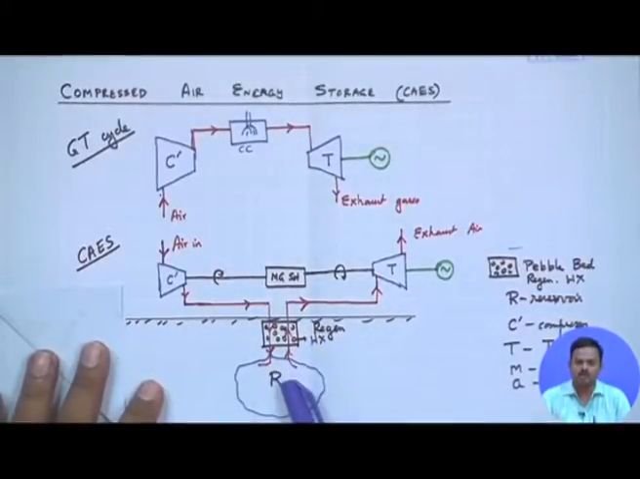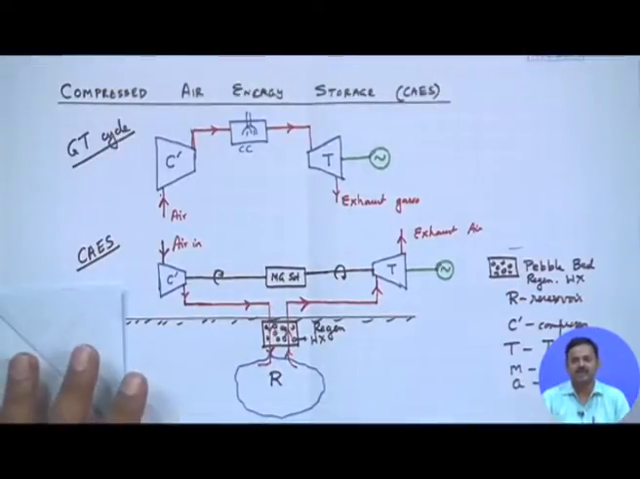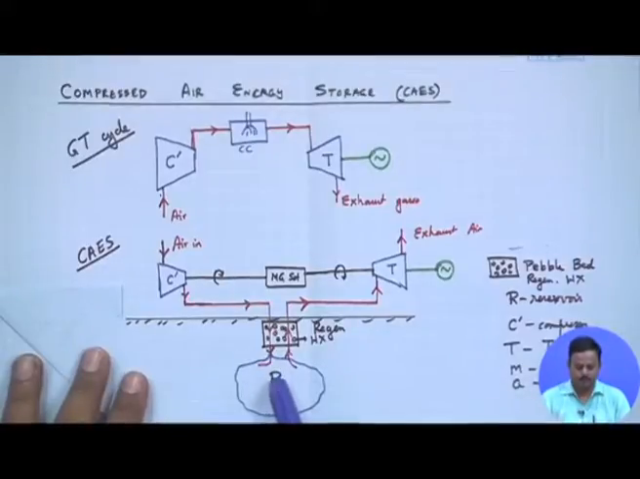So, it is stored in a reservoir, but before storing, we want to cool it down, because on compression its temperature rises. We would like to cool it down to a lower temperature, because in that case the volume that it will occupy will be even lesser. So, the volume of the reservoir that is required to store this compressed air is going to be lower. Okay.